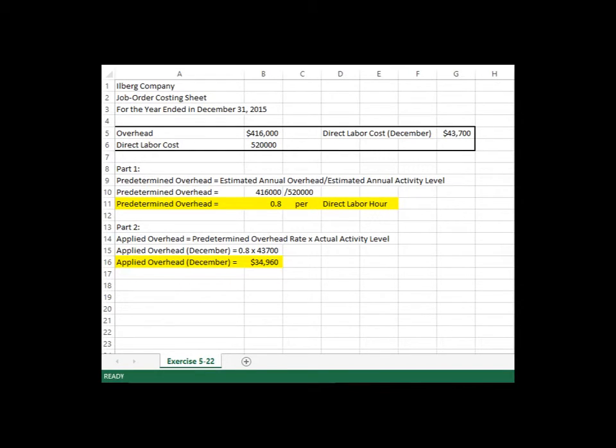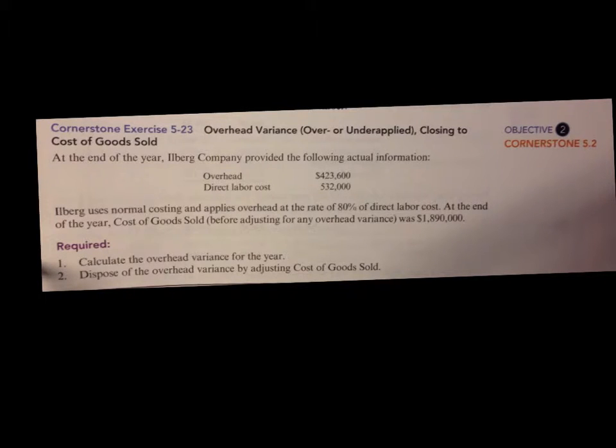Next, we will delve into another problem, which will deal with the concept of overhead variance. The second problem that we will tackle will be exercise 5-23 on page 213 of the textbook, and we will be completing parts 1 and 2.